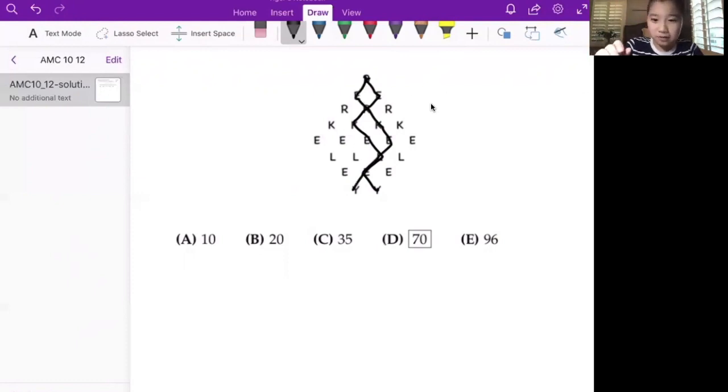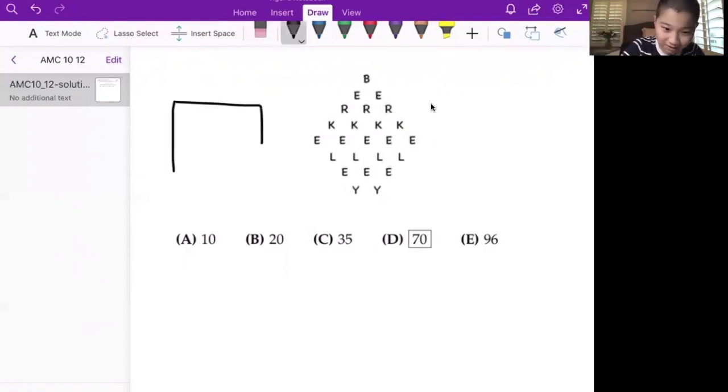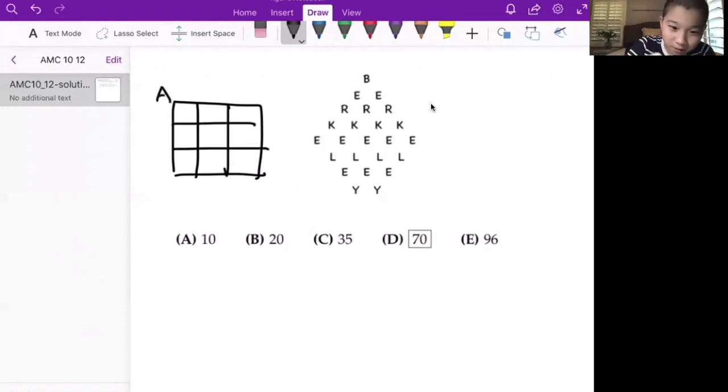Okay, so you're starting to get a sense of how this is something like counting paths, right? Maybe you're starting to get a sense of that. So how do we count paths? The standard problem is go from A to B. And how do we do that?